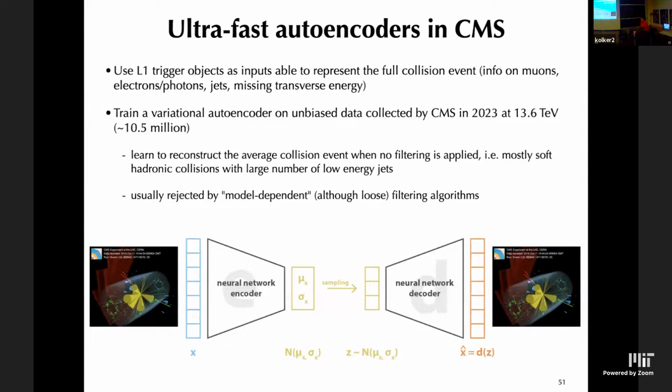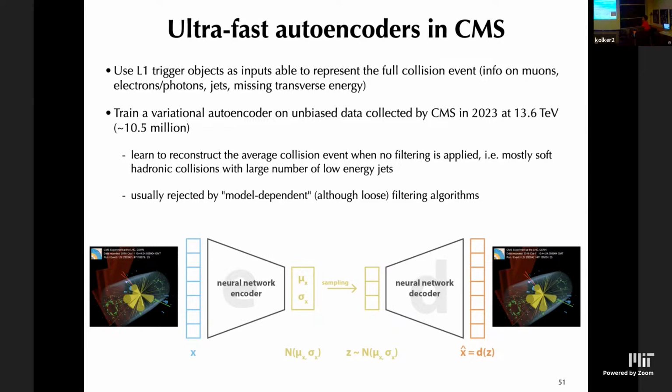We use a variational autoencoder, which is trained on unbiased data collected by CMS last year. So this is about 10 million events. And we train it in a way that it can learn to reconstruct the average collision event when no filtering is applied. That's what I mean by unbiased data. It's really a data set that was not filtered, basically. So it's not that big, only maybe tens of millions of events, but it's very useful for this.